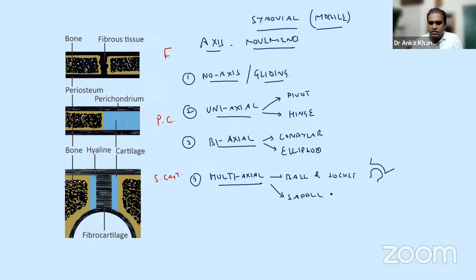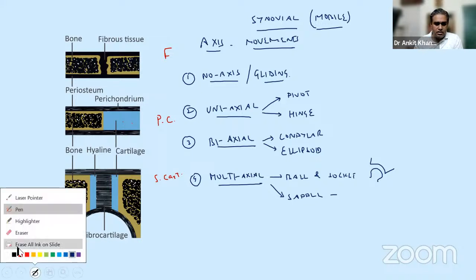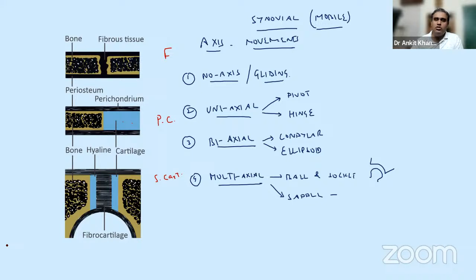So saddle variety, we can give an example like first carpometacarpal. Now examples, let me give over here so that you have a good picture. Then I'll show you images also, don't worry. So gliding, we can say intercarpal joints or intertarsal joints. Pivot, as I told, that is atlantoaxial. So it is known as median atlantoaxial.